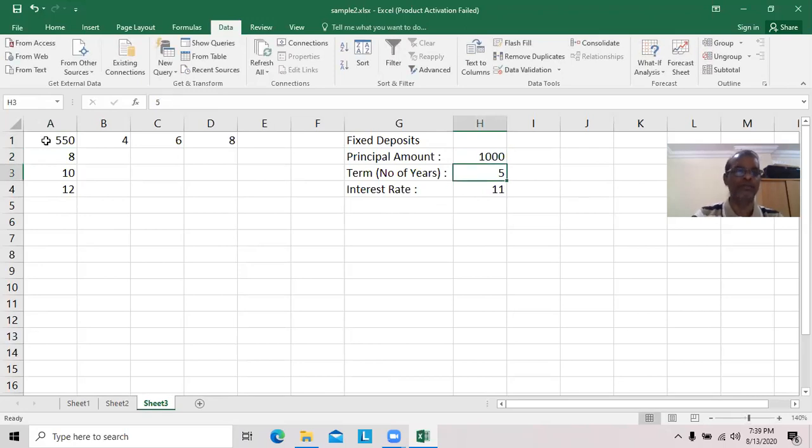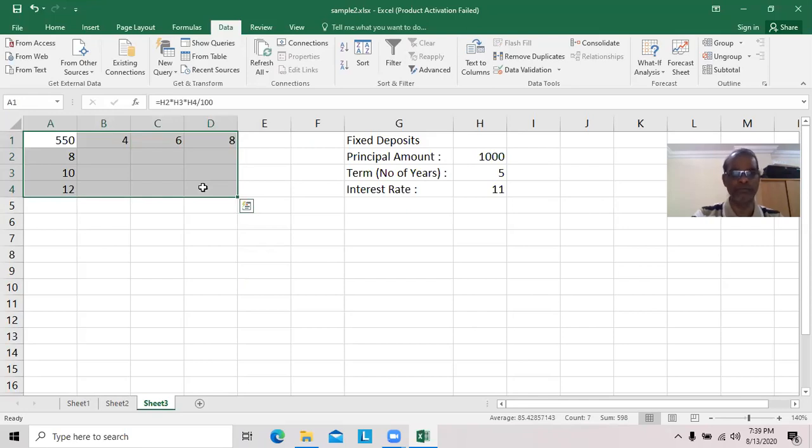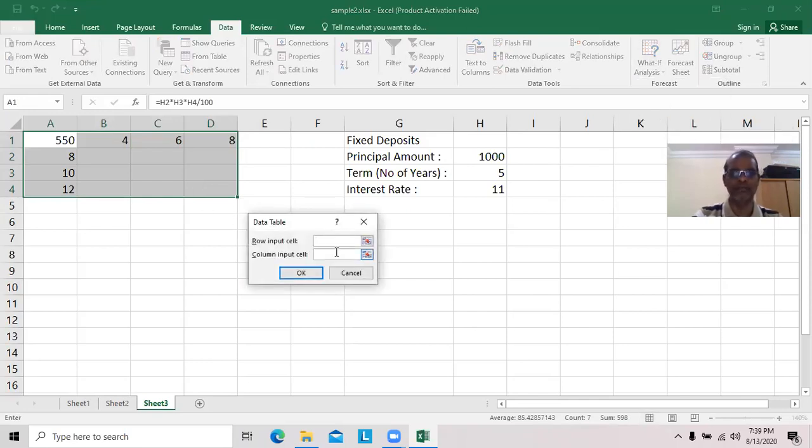Okay, so 550 will be the interest you will get after 5 years if you deposit 1,000 rupees at 11% interest. This is 4 years, 6 years, 8 years, 8%, 10%, 12%. We have to select A1 to D4, A1 to D4. Now go here, same thing, data table.